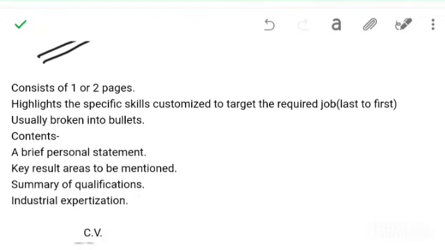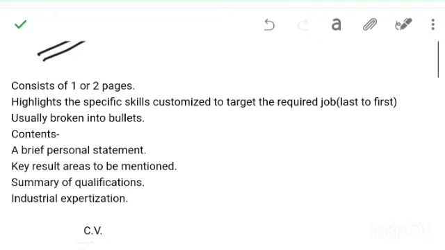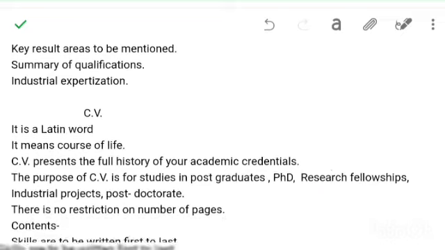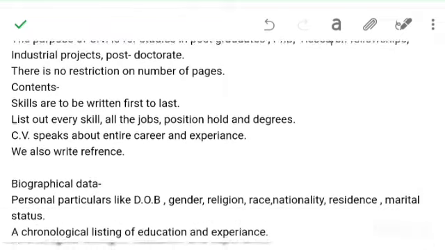Next comes features. It consists of 1 or 2 pages. See, I already told you. One important thing: when you discuss your skills, they are to be written in reverse order, last to first. It is written, highlight the specific skills customized to target the required job, last to first. You don't write first to last. Last to first is the latest trend that is followed. It is usually broken into bullets. The content is a brief personal statement, key result areas to be mentioned, summary of qualifications, and all that.